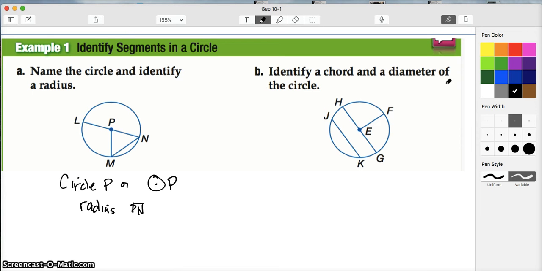Identify a chord and a diameter of the circle. So I could say HG for both of them, right? Because we know that a diameter is a chord. But let's be all fancy about it and say that we have a chord JK here. That's our chord. And then our diameter would be HG right here.